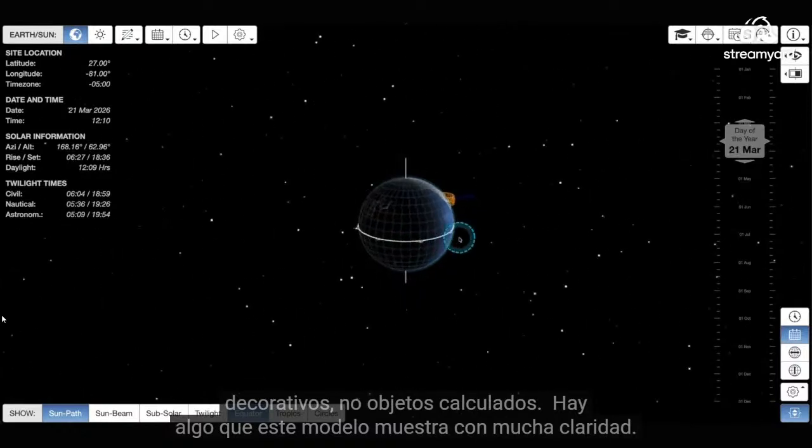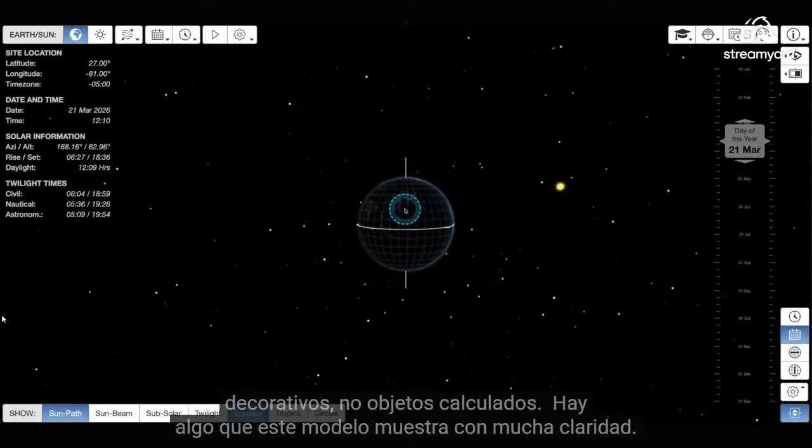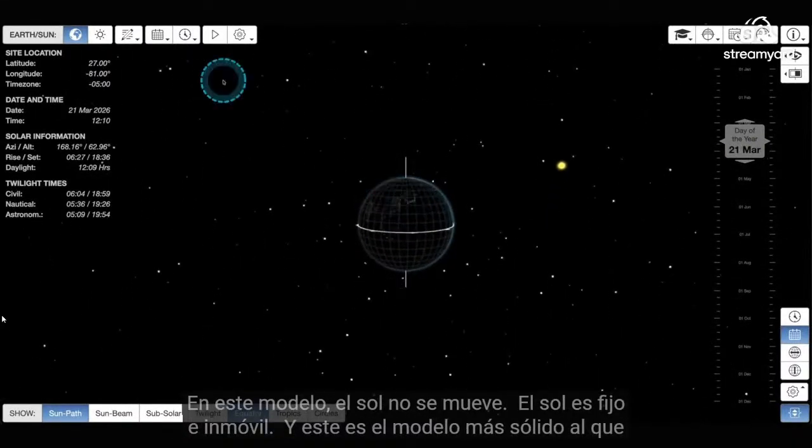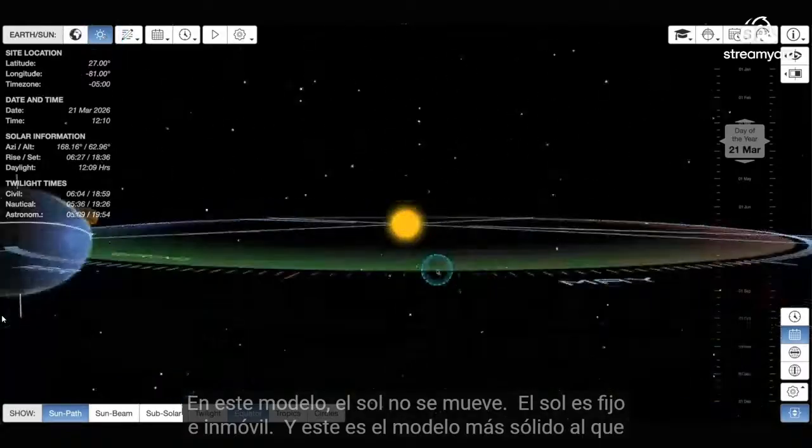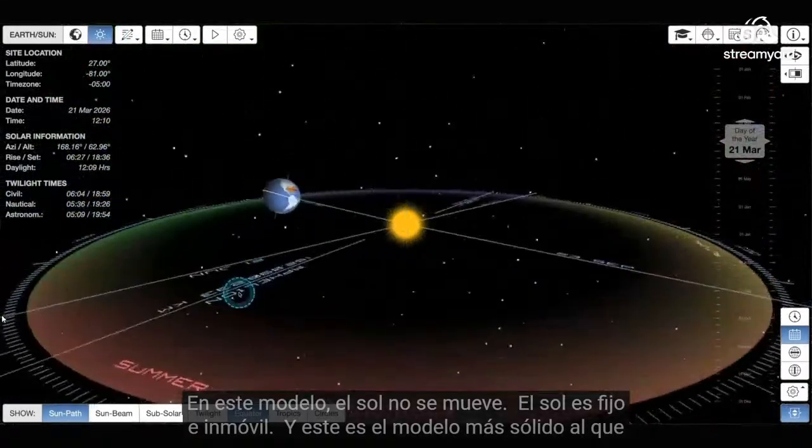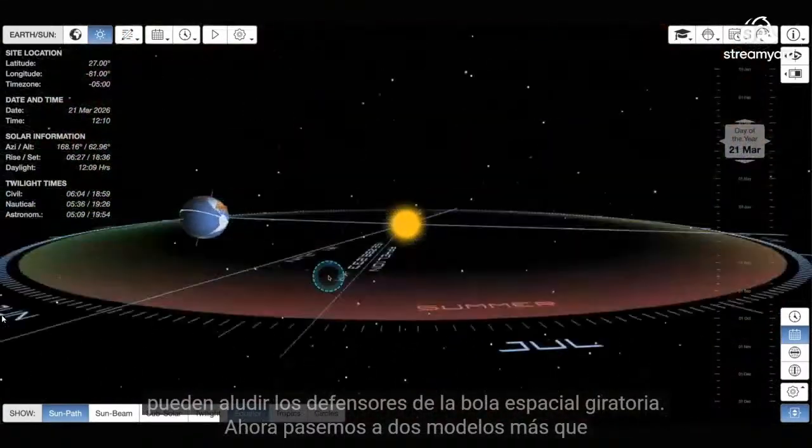There is something this model shows very clearly. The sun is not moving in this model. The sun is fixed and stationary. And this is the strongest model spinning spaceball advocates can point to.